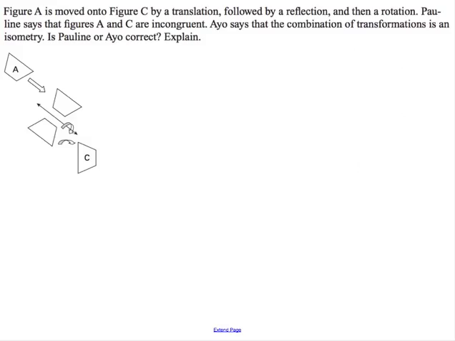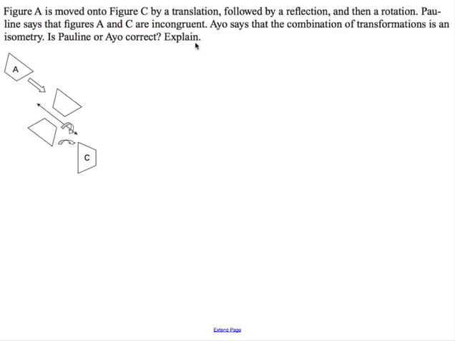It says figure A is a little bit more challenging here. Figure A is moved onto figure C by a translation, followed by a reflection, and then a rotation. Pauline says the figures A and C are incongruent or not congruent. Ayo says that the combination of transformations is an isometry. Is Pauline or Ayo correct?